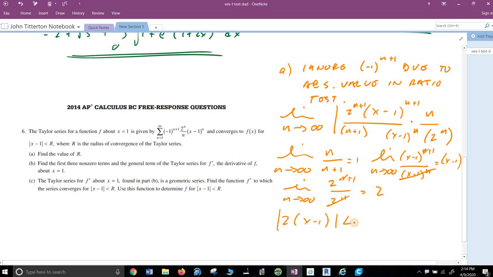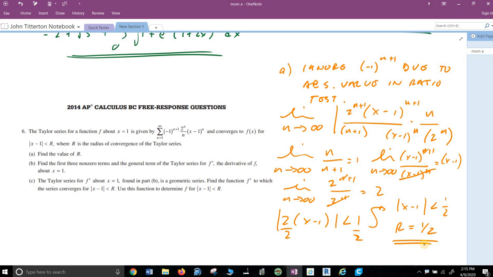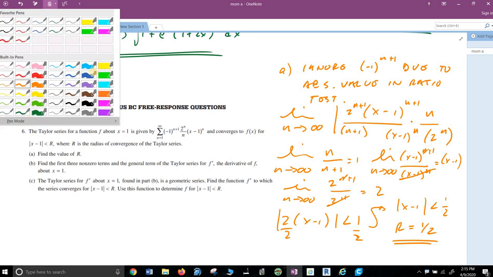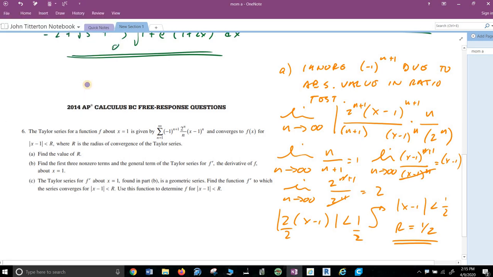Absolute value must be less than 1. Divide by 2, divide by 2. We get absolute value of x minus 1 has to be less than 1/2. So the radius is 1/2. You can keep going from there and center it, and you'll get it from 1/2 to 3/2 where the radius is 1/2. If you checked the endpoints, congratulations, but it doesn't say anything about interval of convergence, so no need.